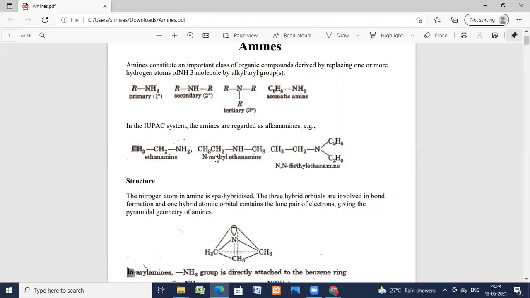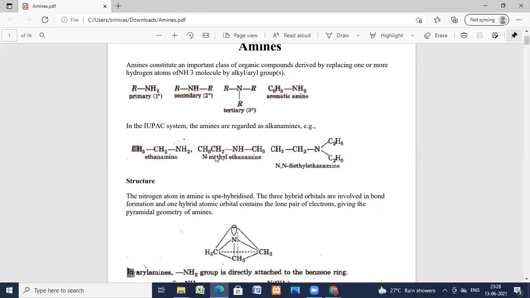Coming to the aromatic amines, we have aniline. If the benzene ring has an NH2, we call it aniline. If the benzene ring has NH2 and CH3 at ortho positions, we call it orthotoluidine. If the methyl group and NH2 group are at meta positions, it is metatoluidine. And if the methyl group and NH2 group are at para positions, it is paratoluidine.